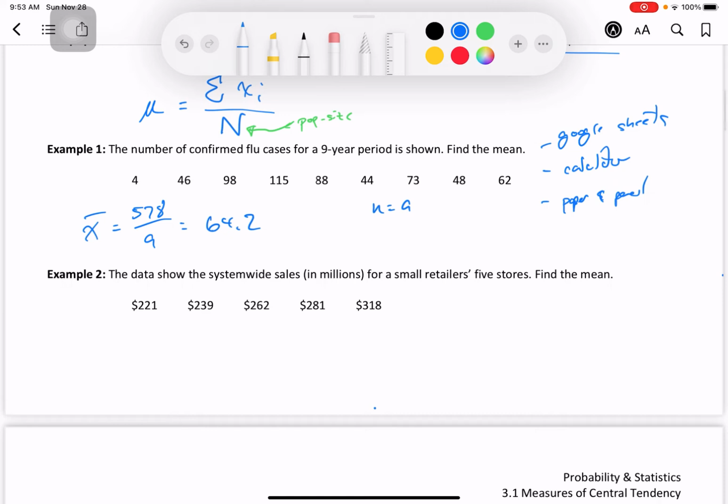All right? We're asked to find the mean here as well. Okay, when you add up all the x's, you should get 1321 rather. And we have, looks like 5. So that gives me 264.2.